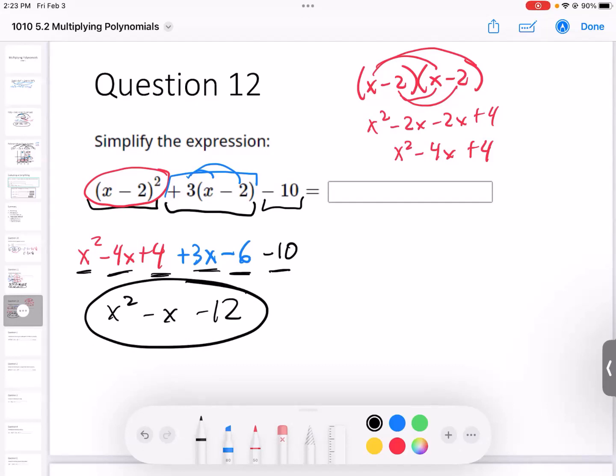So in my opinion, those are the 3 most challenging questions on your homework. So the rest of it should be pretty easy after that.